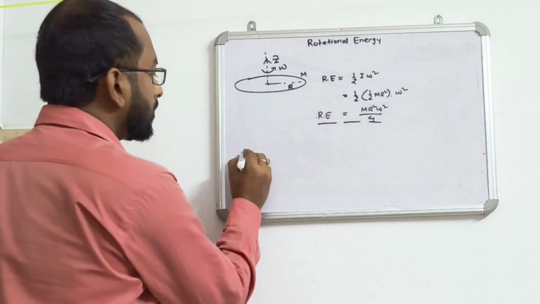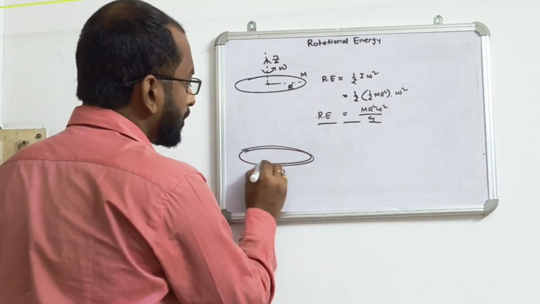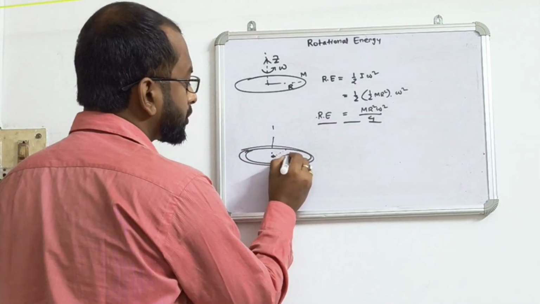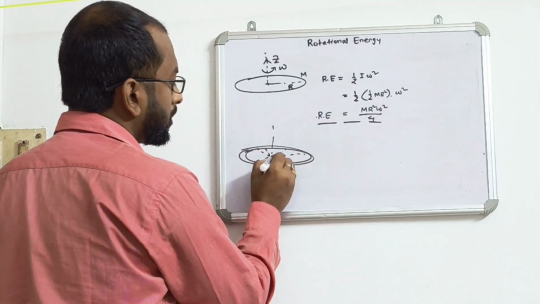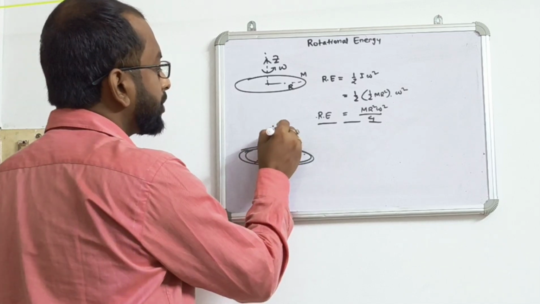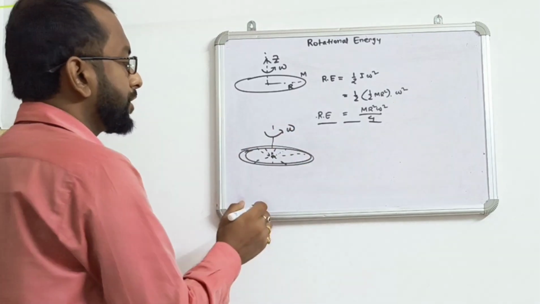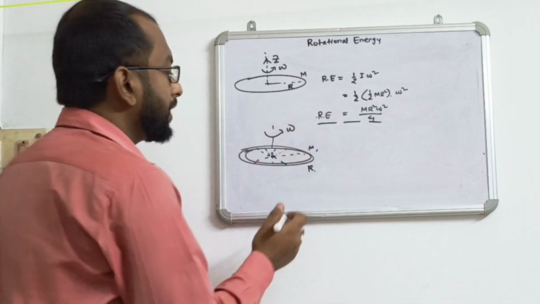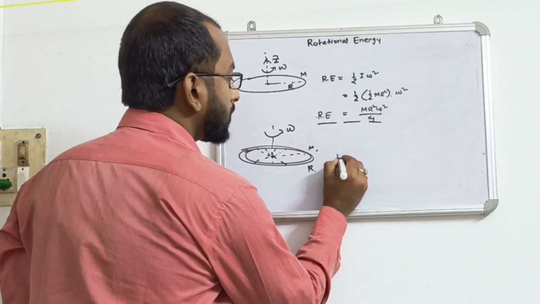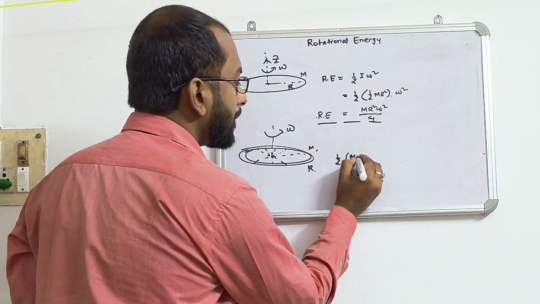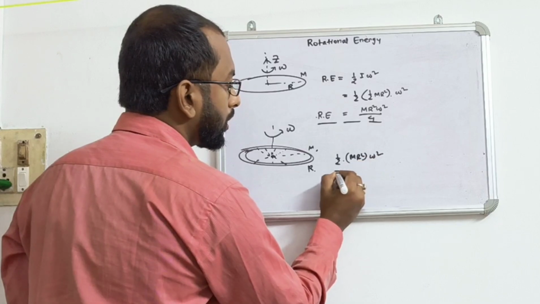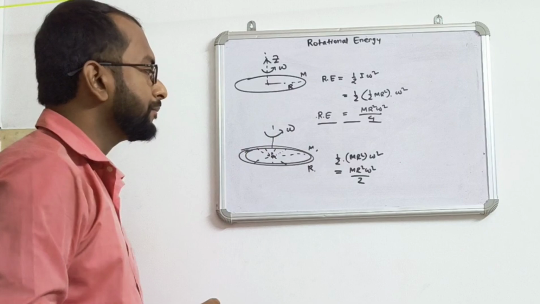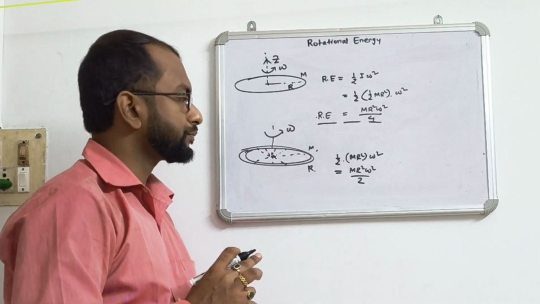Now similarly, consider a ring connected to this axis via massless spokes and rotating with respect to this axis with the same angular velocity of omega, mass m, radius r. So what is going to be the rotational energy for this rotating ring? Half of I omega square, but here I is m r square. So we'll write m r square omega square by 2, that is the rotational energy for this ring of mass m and radius r.